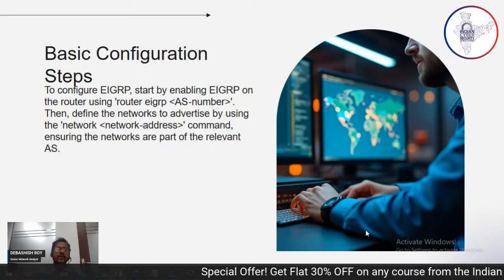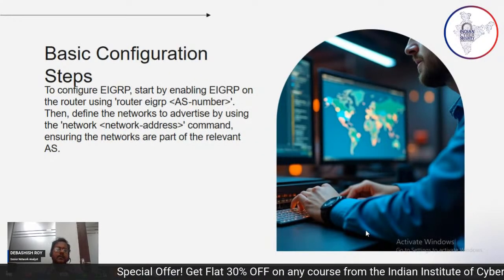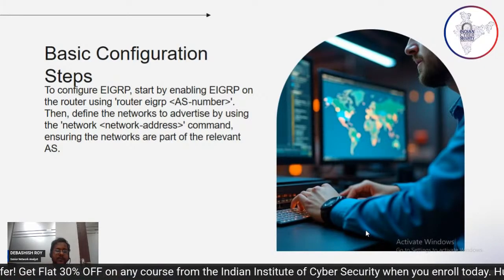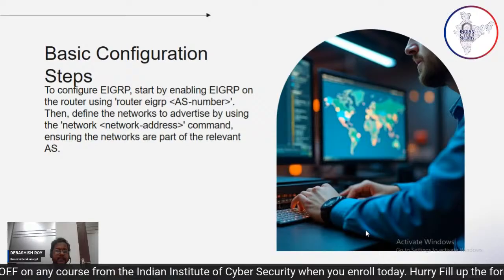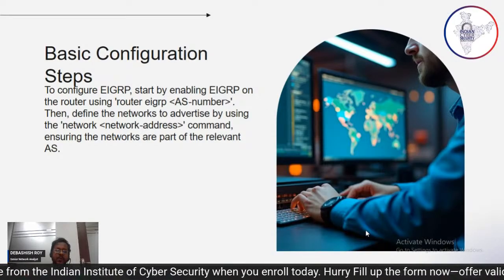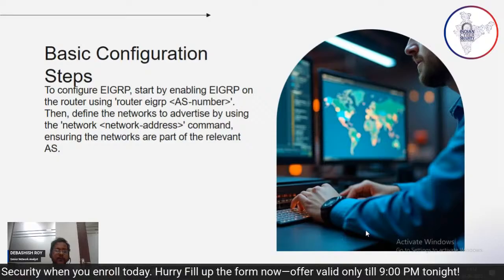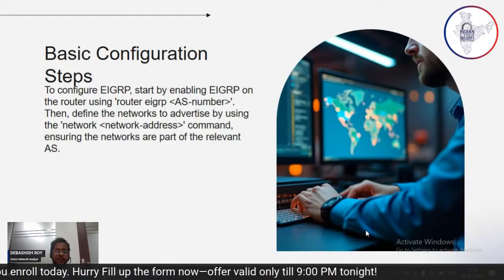Now, what about the configuration? To configure EIGRP, you can start by enabling EIGRP on the router using router eigrp and the AS number in the global config mode itself. Then define the networks to advertise by using network and the network address. You have to advertise the local networks, that is the directly connected networks, not the destination network.